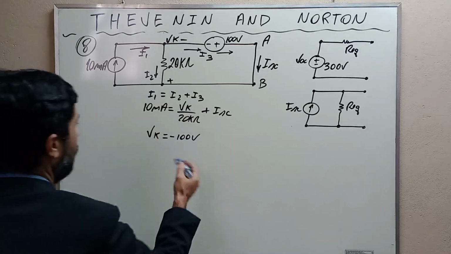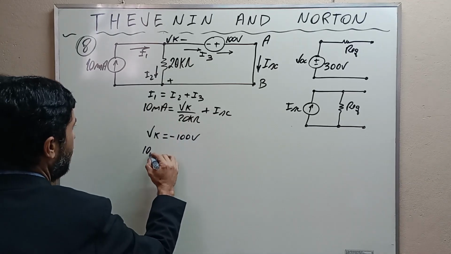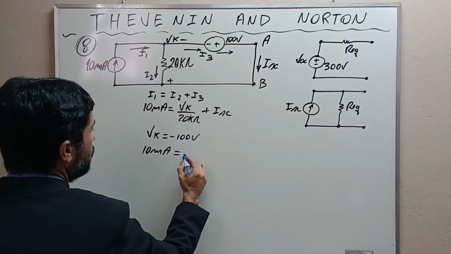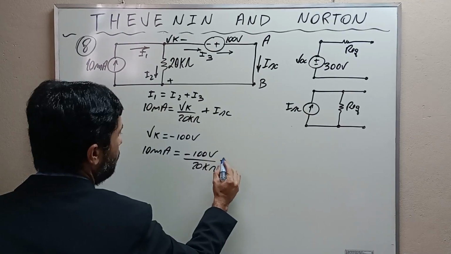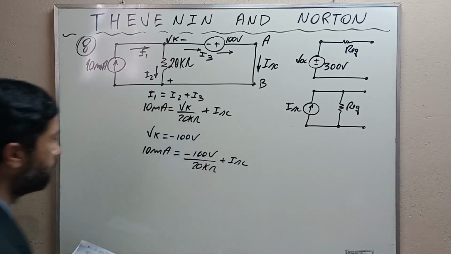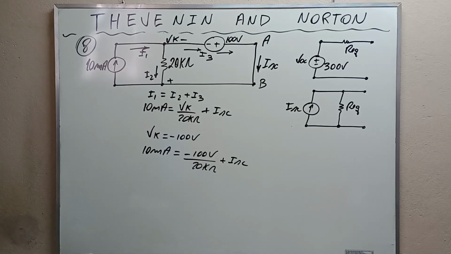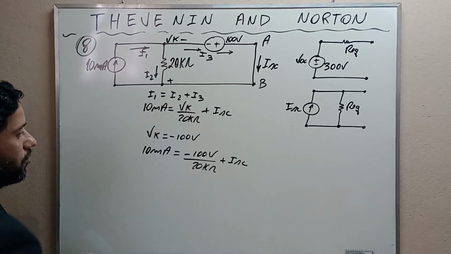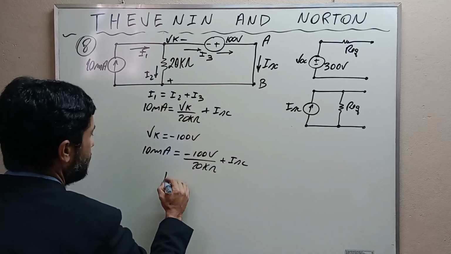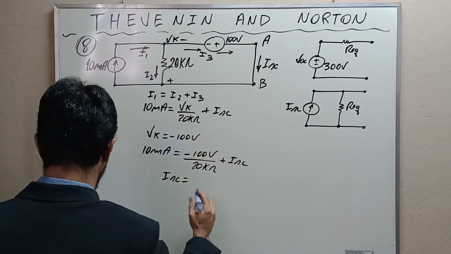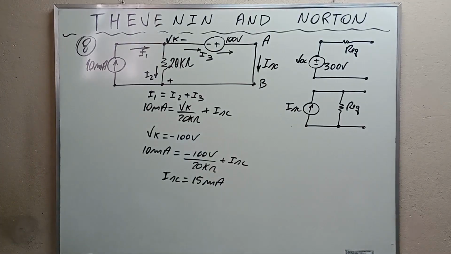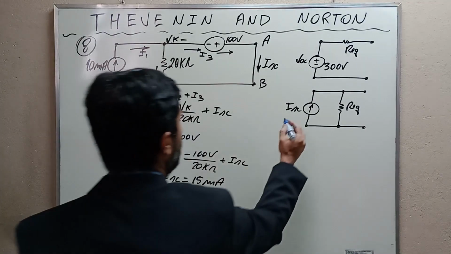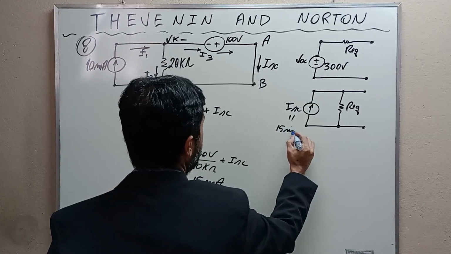Then we use it. 10 milliamps is equal to negative 100 volts divided by 20 kilo ohms plus the short circuit current. We can simply divide and pass to the other side, and we find that the short circuit current is equal to 15 milliamps. And we already know this, it is equal to 15 milliamps.